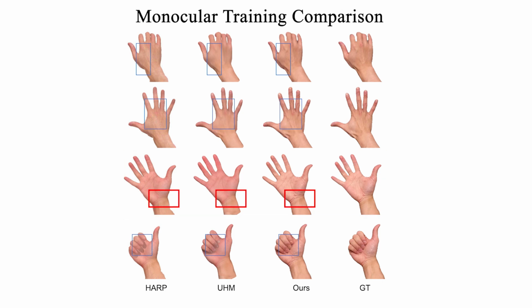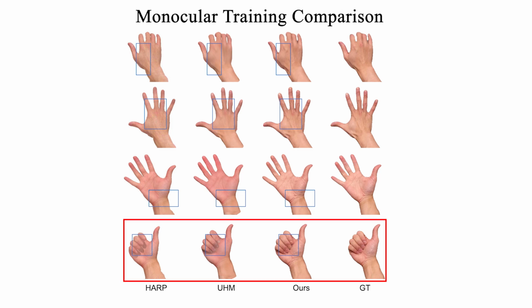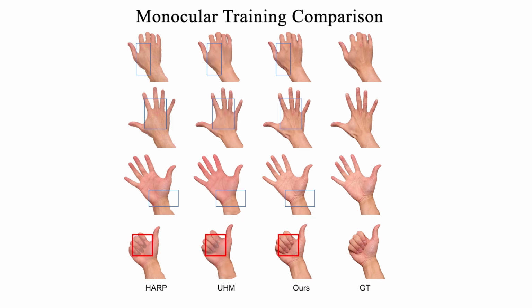In the third row, we observe that our method renders clear and natural wrist wrinkles, while HARP and UHM show overly concave tendons. Finally, the last row confirms that our model produces fingernails with higher fidelity than both HARP and UHM.